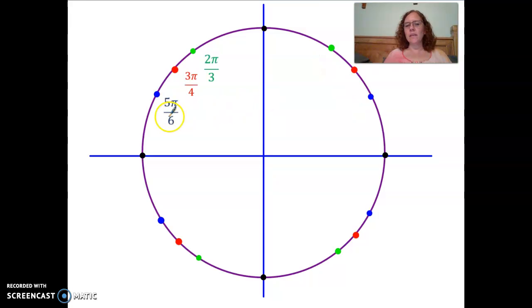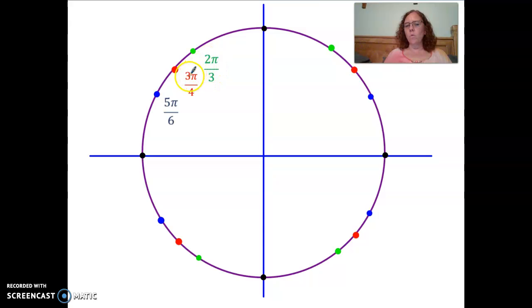All right, let's move over to the second quadrant. Look, the denominators don't change. My reference angle is staying the same. So here 6 goes into 180 30 times. My reference angle is 30. 4 goes into 180 45 times. That's my reference angle of 45. 3 goes into 180 60 times. That's my reference angle of 60.